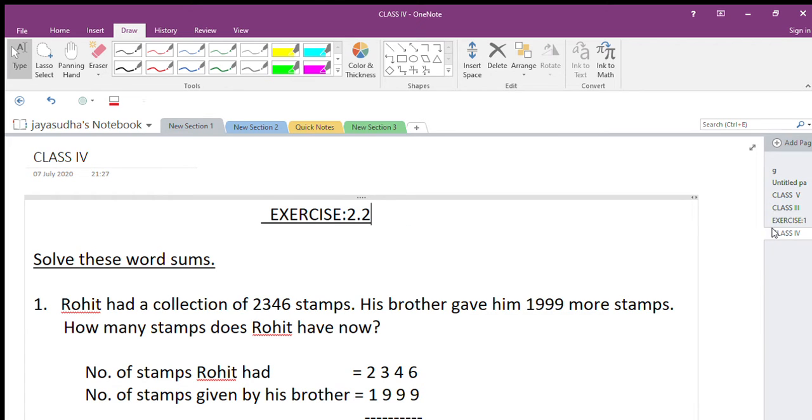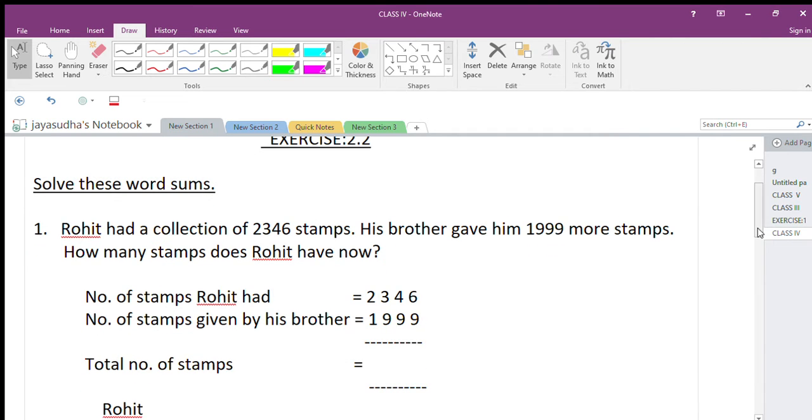Listen, children, we will start the second chapter. Already you have to finish the exercise 2.1. Now you are going to the exercise 2.2. This exercise 2.2 has a word problem. What problem? Solve these word sums. In third standard you have already studied the number story sum. The same here. Look at the sum. First I read. You follow me and read.